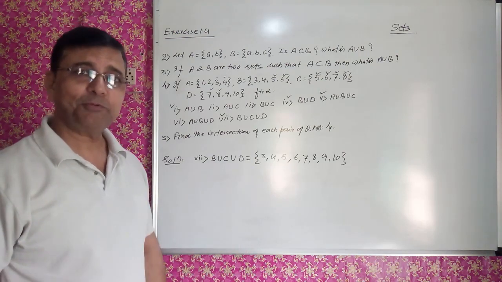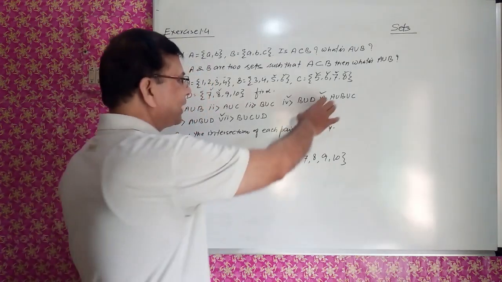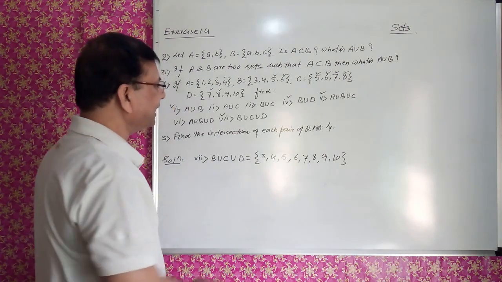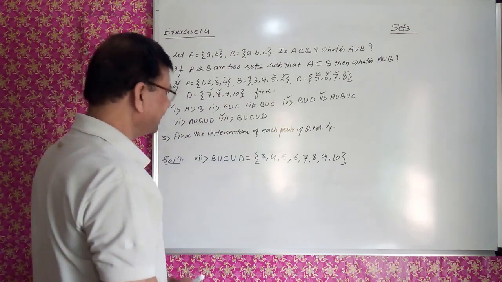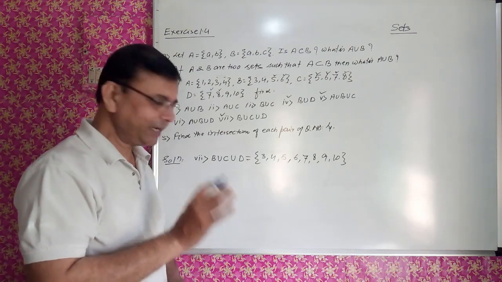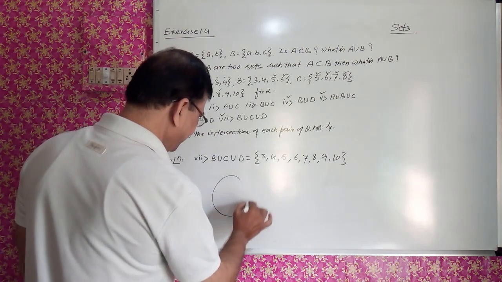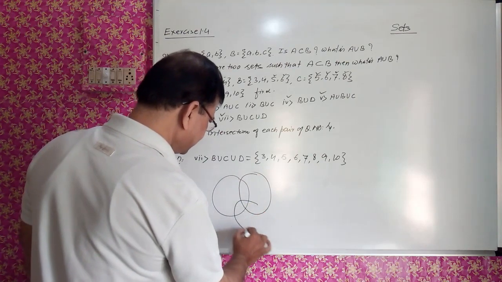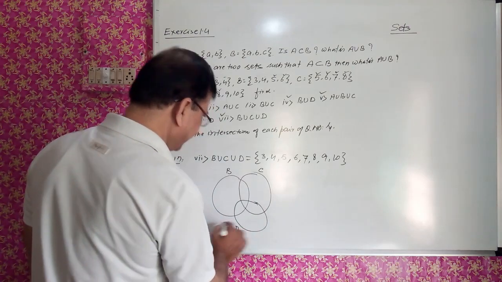By Venn diagram, if you are making in a similar manner as I have done in the previous problem, you will realize that B union C union D, and if I am finding the union of B and D, we will get the same result. Now, it is additional knowledge for you, right? In a similar manner, Venn diagram, I will show you. Suppose this is B, this is C, and this is D.